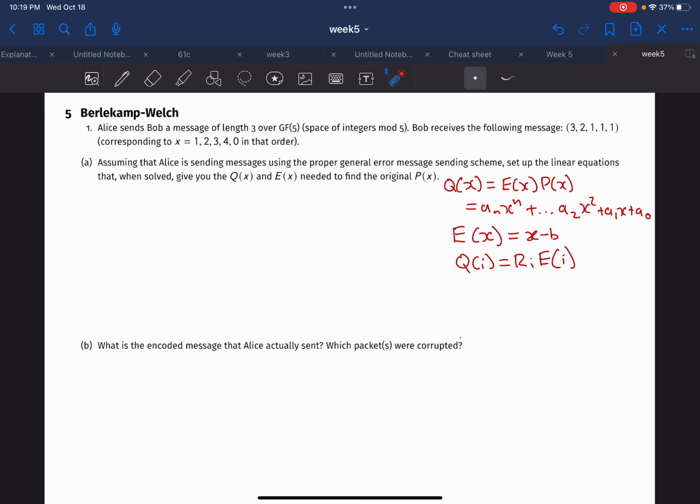Question 5, Berlekamp-Welch. Alice sends Bob a message of length 3 over Galois field 5. Bob receives this message that corresponds to these x values in that order. Assuming that Alice is sending messages using the proper general error message sending scheme, set up the linear equations that, when solved, give you the Q(x) and E(x) needed to find the original P(x).